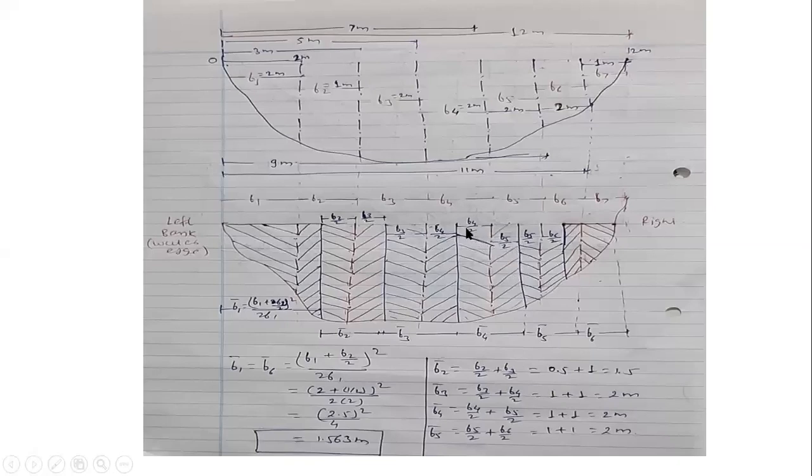Half of the left side, which is B4, so half of B4, that is half of 2 meters. So B4 bar, that is the average width of the fourth segment, equals B4/2, that is 2/2, that is 1 meter. Similarly, half of the right-hand side, that is B5/2, B5 is 2 meters, so 2 meters by 2 is once again 1 meter, so the addition will be 2 meters.